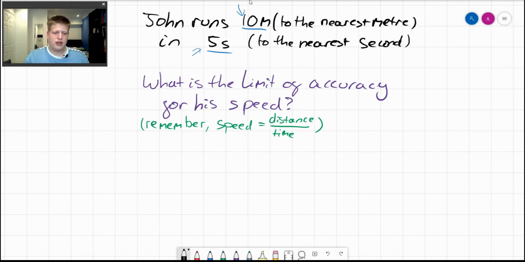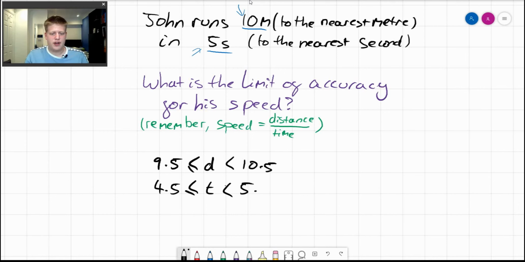We'll start with the length first. We know that 9.5 will be less than or equal to the distance, which we'll call d, and that will be less than 10.5. And to find the limits of accuracy for the time, we know that 4.5 will be less than or equal to t for time, and that will be strictly less than 5.5. So here are our two bounds.